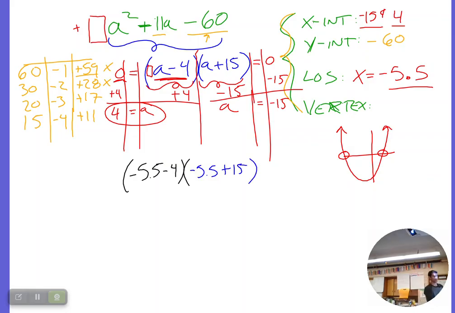So negative 5.5 minus 4 is going to be negative 9.5. Negative 5.5 plus 15 is going to be positive 9.5. And so go ahead and use your calculator. Would you please multiply it together? It's going to be more than 81. Well, it's actually going to be less than 81, because we're multiplying a negative times a positive. So we get negative 30.25.